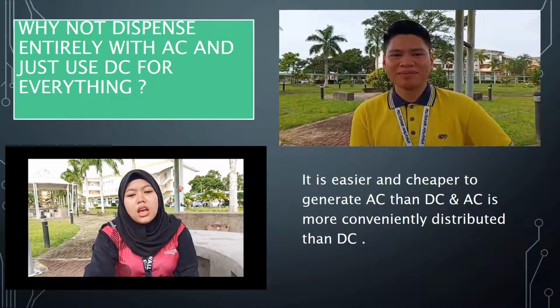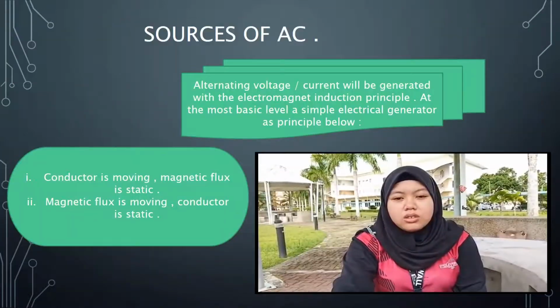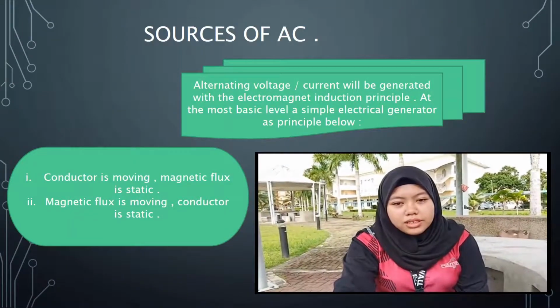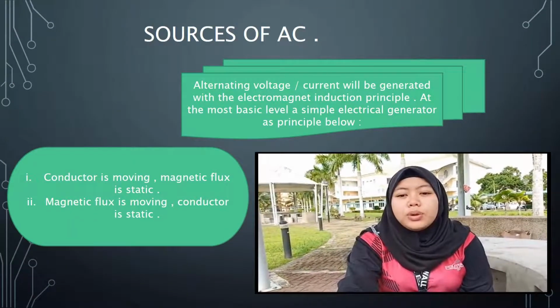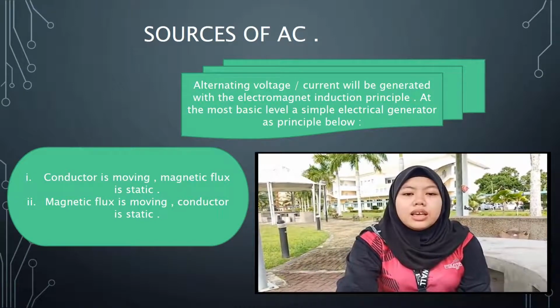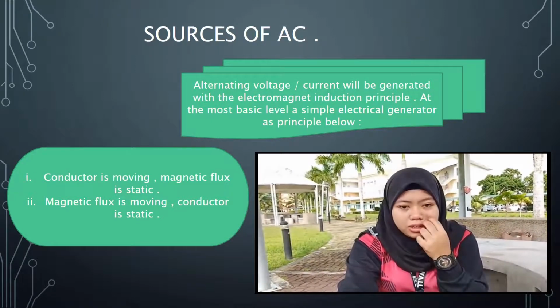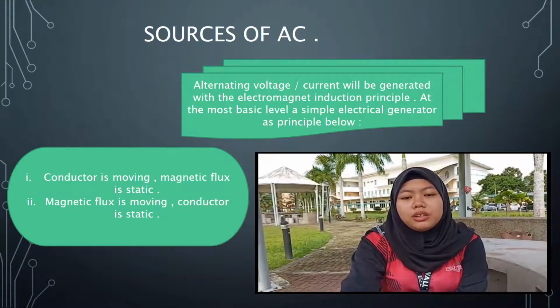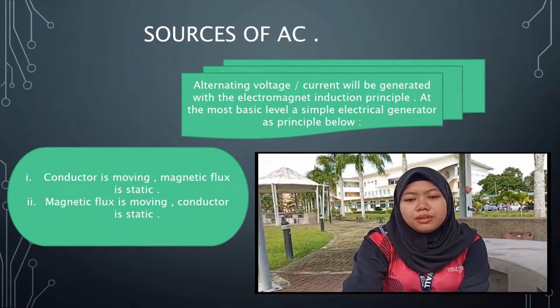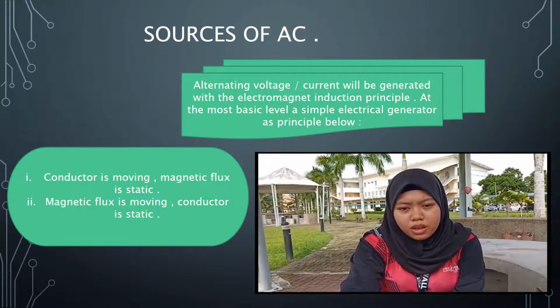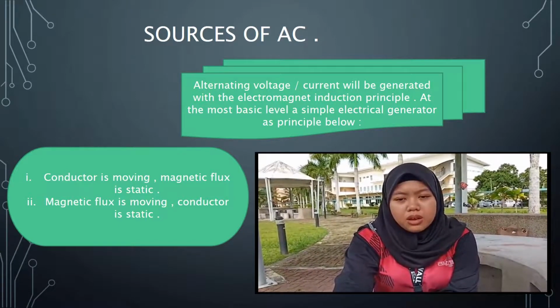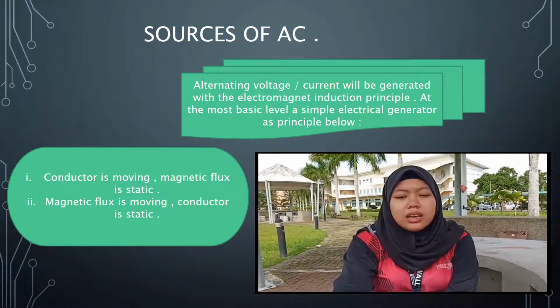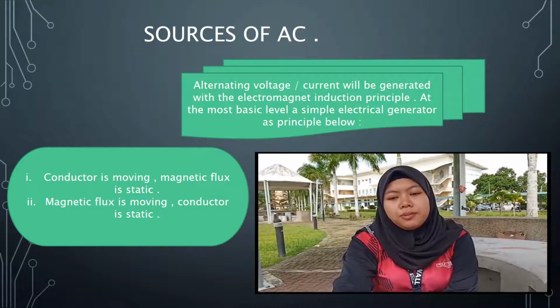Source of AC. Alternating voltage and current are generated using the electromagnetic induction principle. At the most basic level, a simple electrical generator works on the principle below. First, the conductor is moving and the magnetic flux is static. Second, the magnetic flux is moving and the conductor is static. Generation of an AC.